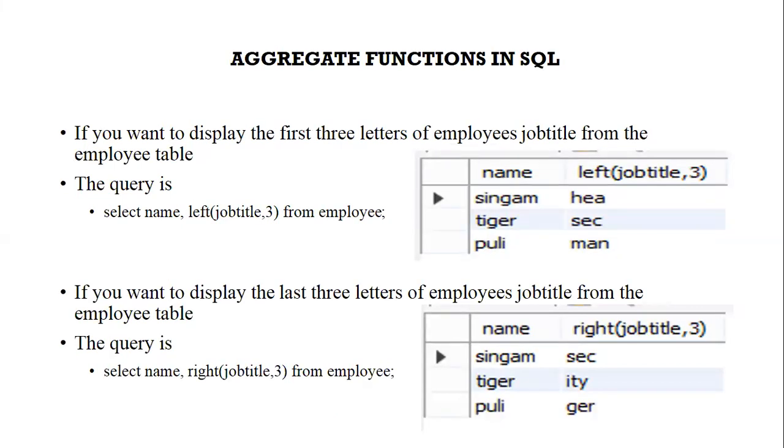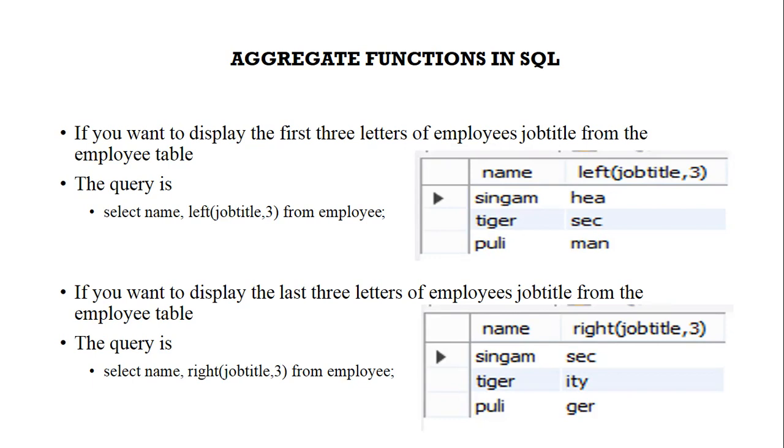If you want to display the first three letters of employee job title from the employee table, the query can be used as select name, comma, left of job title, comma, 3 from employee. So it will display the left hand side first three letters of the job title.